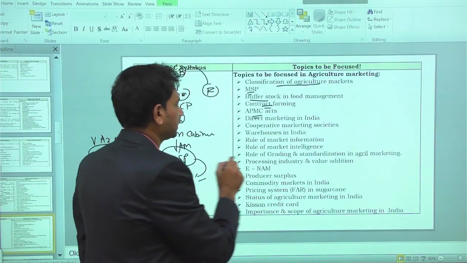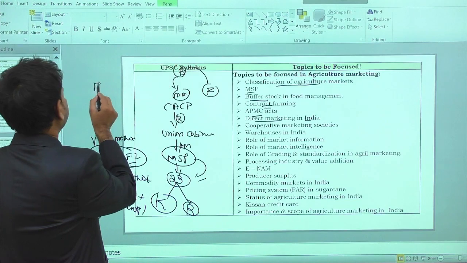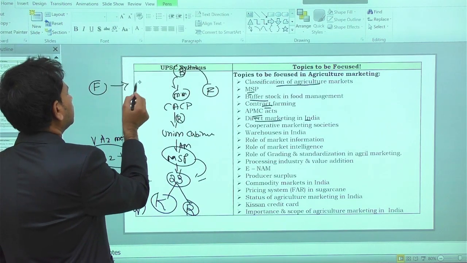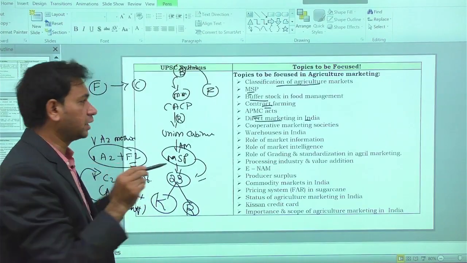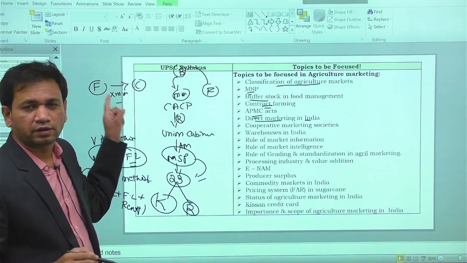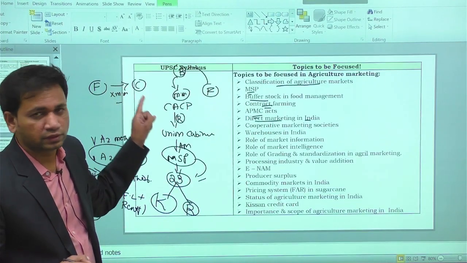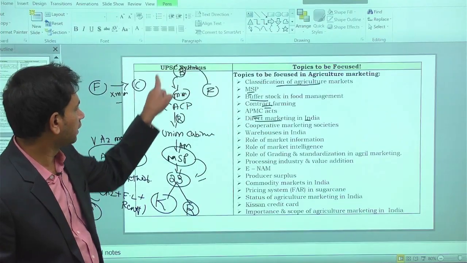Then we are having direct marketing in India. In direct marketing, the farmer himself is selling the goods to the consumers without the involvement of a middleman. Right? The farmer himself is selling the goods to various consumers. That structure can be called direct marketing. Another is indirect marketing.